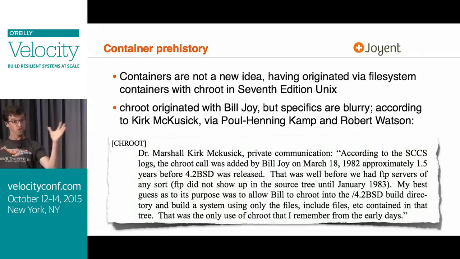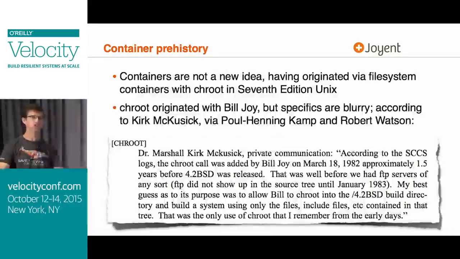So Chroot, if you've used Chroot, allows you to have a directory in a file system, and to have this directory act as the new root directory. You virtualize the file system in effect. And it sounds like a great idea. Where did it come from?